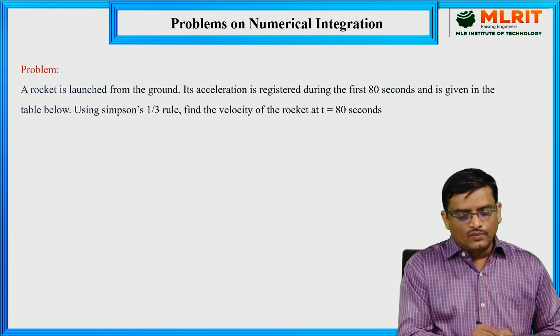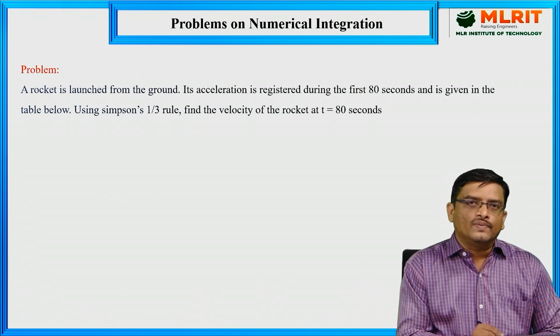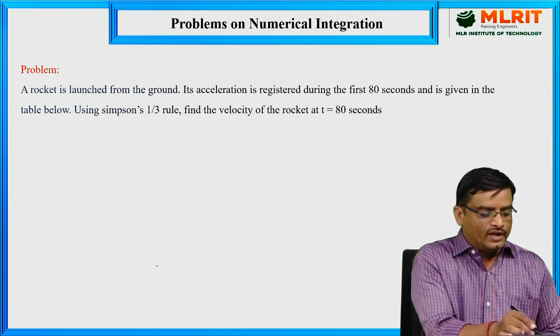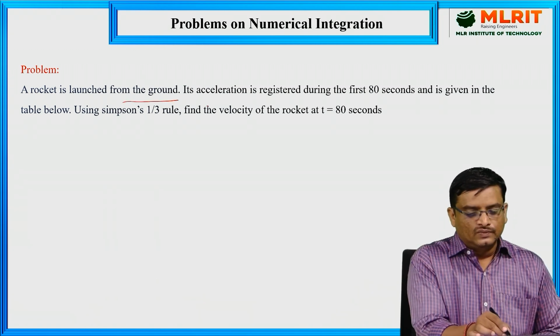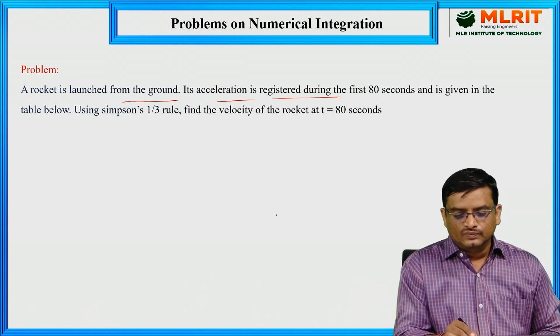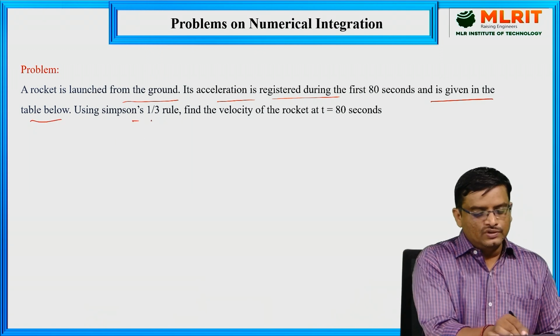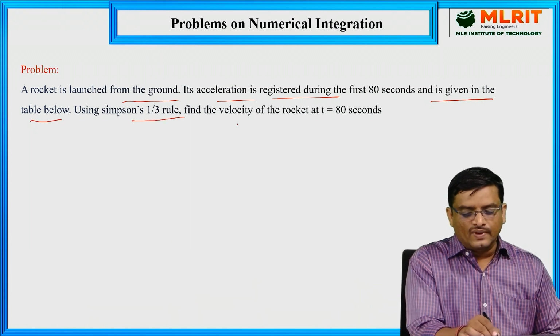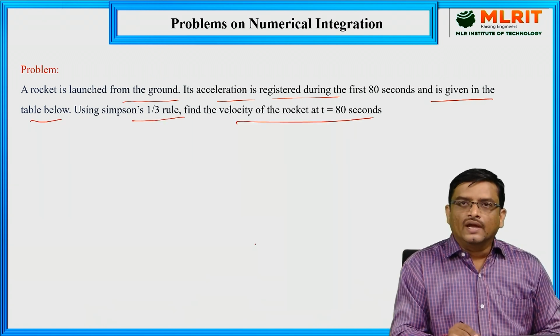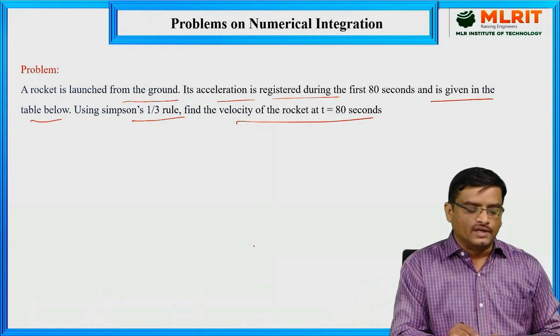So now we will take one more application. This is a real-time application we can consider. A rocket is launched from the ground. Its acceleration is registered during the first 80 seconds and given in the table. Use Simpson's 1/3 rule to find the velocity of the rocket at t equal to 80 seconds.